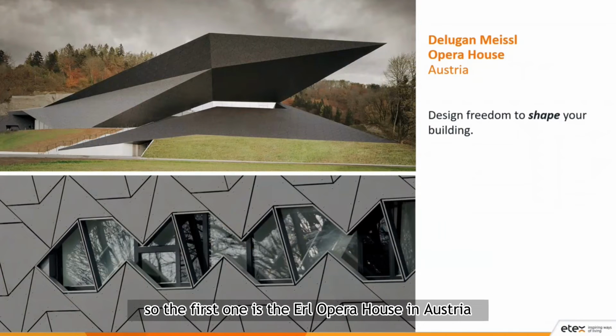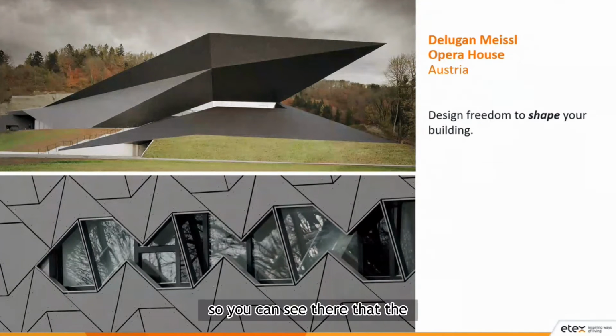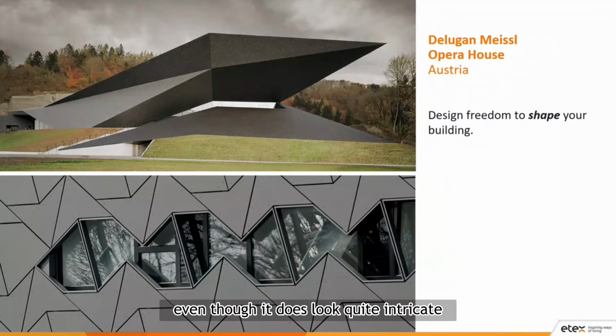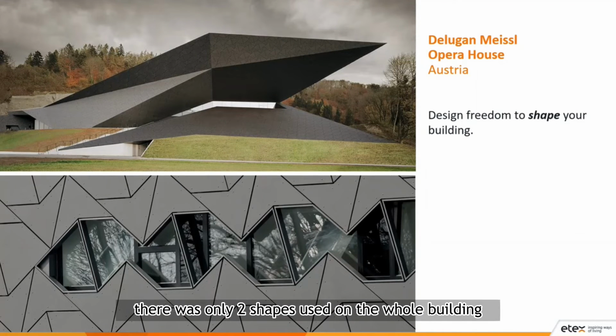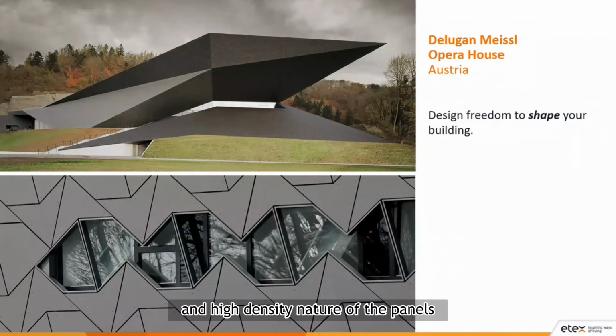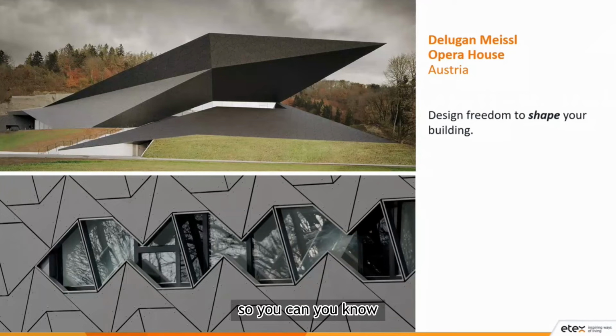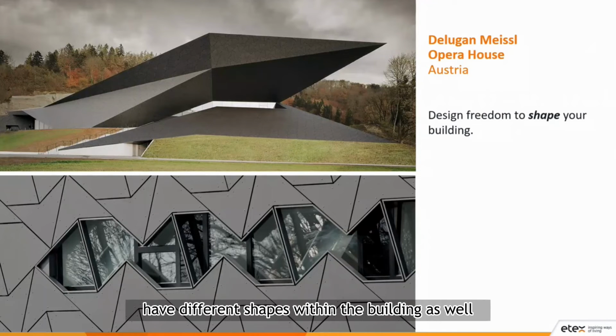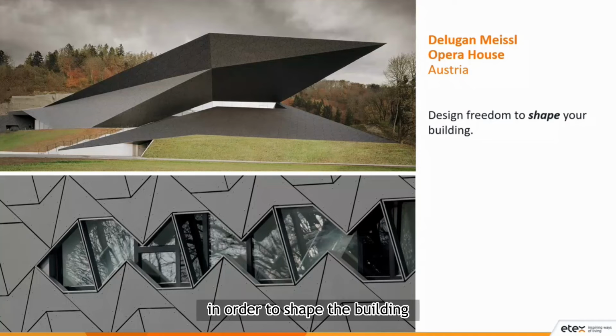So the first one is the Earl Opera House in Austria. So you can see there that it does look quite intricate. Even though it does look quite intricate, there was only two shapes used on the whole building, and you can see there they've used it back to back. Now, due to EQUITONE's through color nature and high density nature of the panels, you can actually get some sharp cuts, as you can see in those patterns, with the panels themselves. So you can have different shapes within the building as well in order to shape the building.